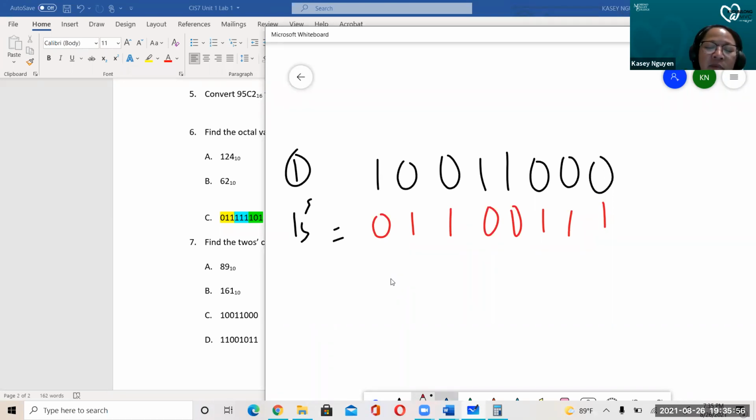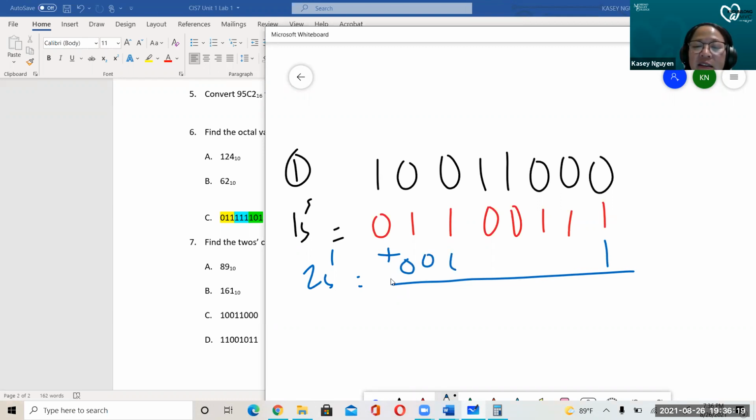And then now I'm going to move into the 2's complement by just adding that with a 1. So now we're going to have to do the carry. So think of it like you adding this.